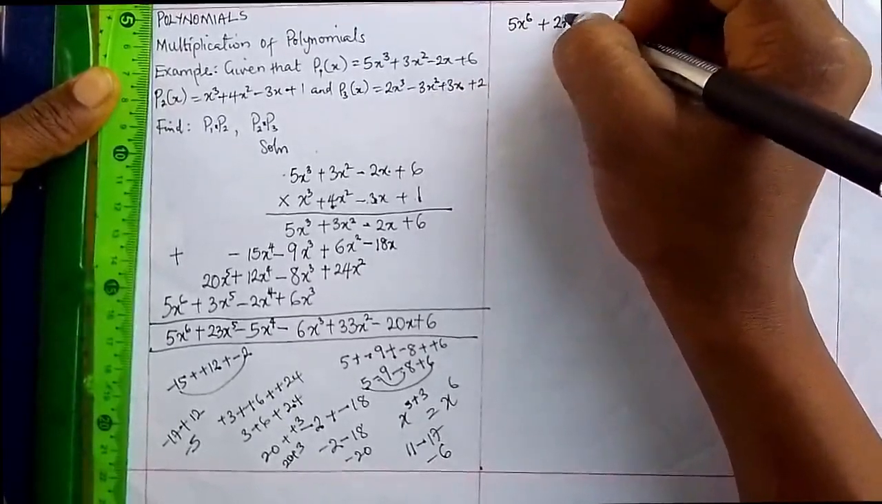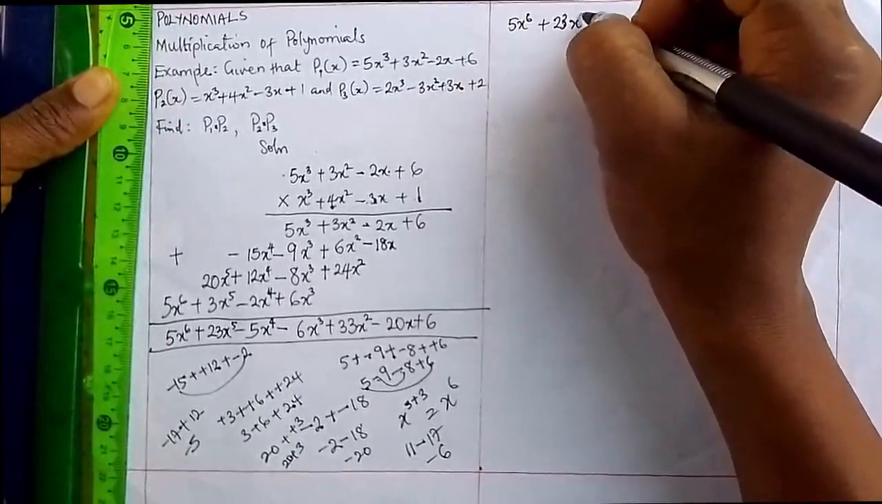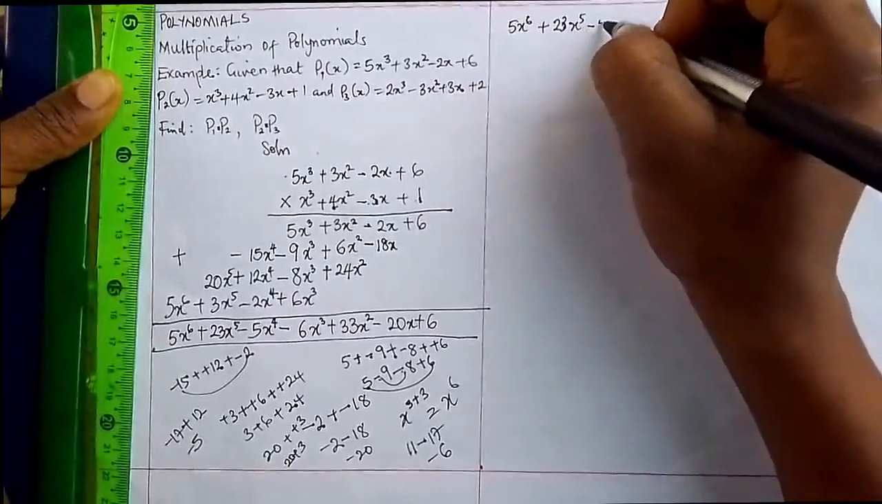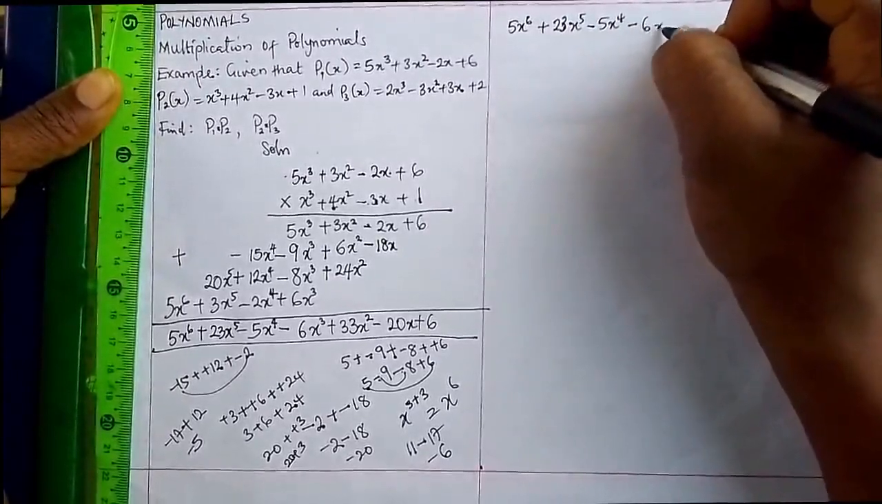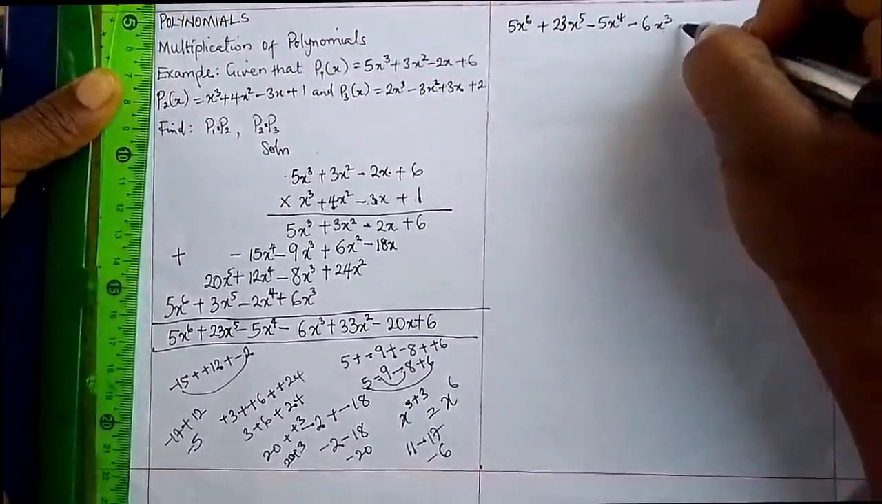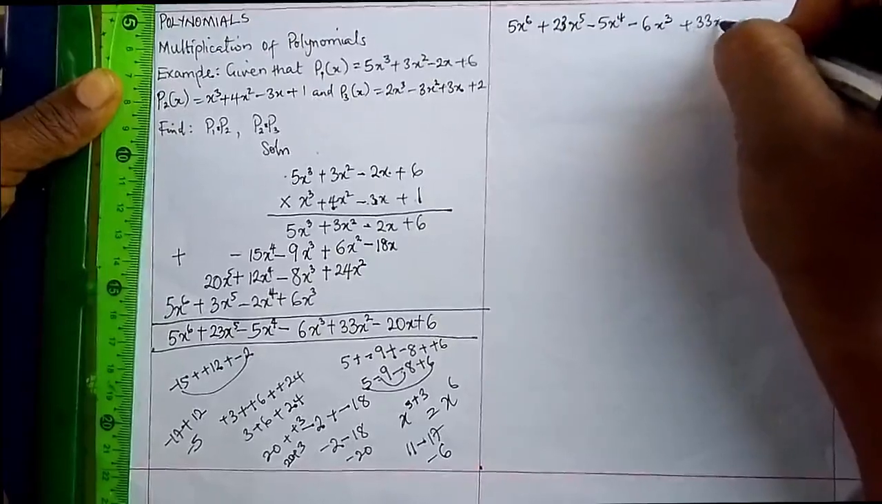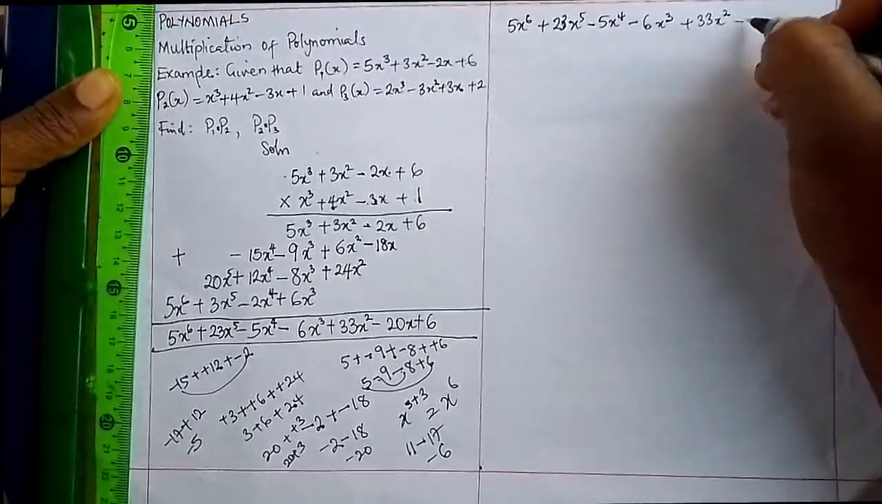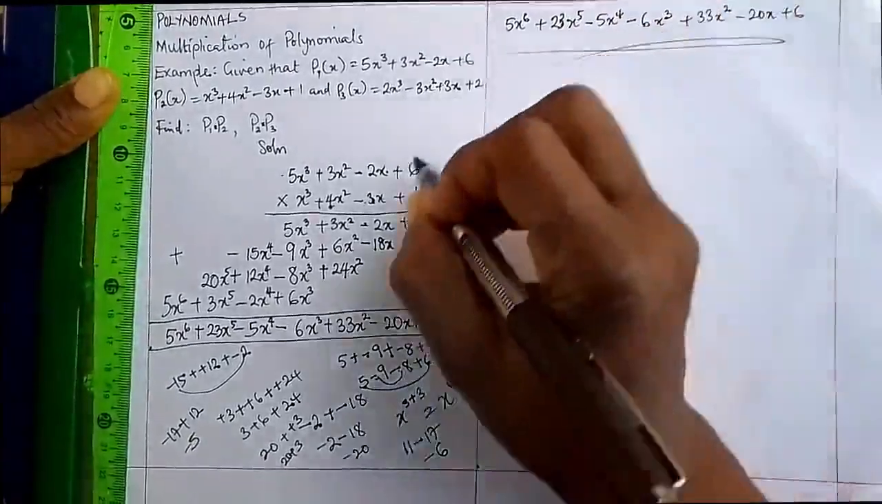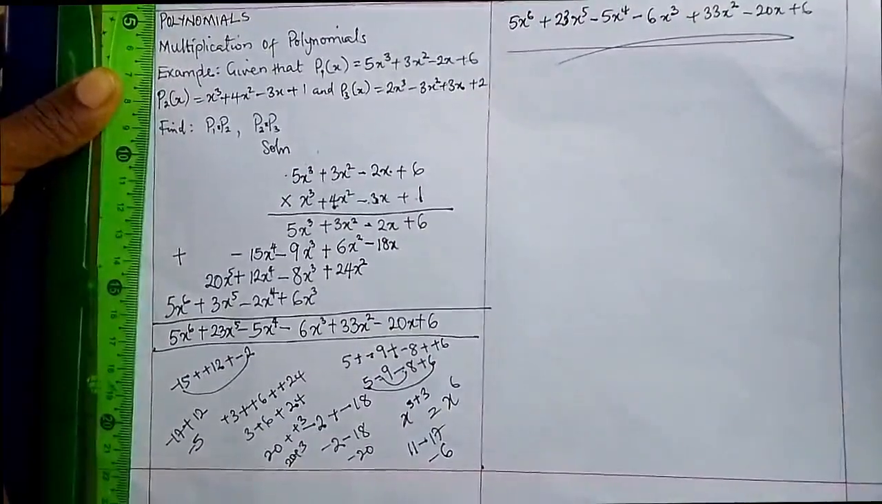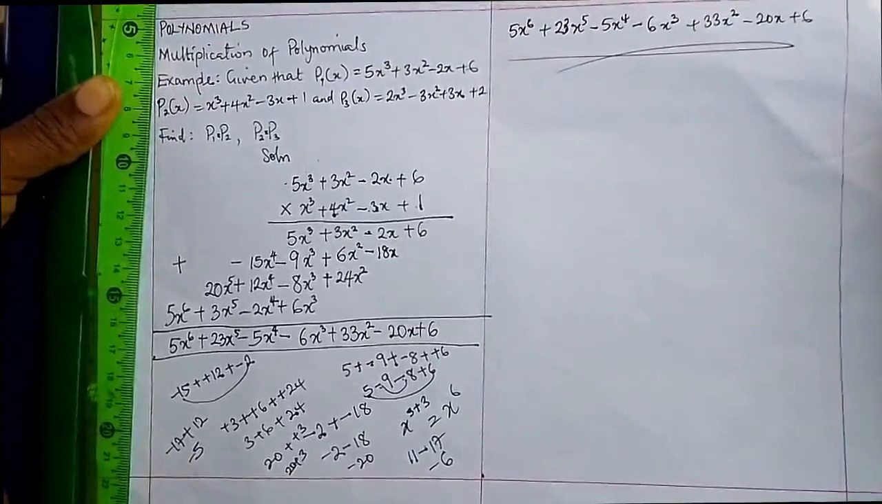23x raised to the power of 5 minus 5x raised to the power of 4 minus 6x raised to the power of 3 plus 33x raised to the power of 2 minus 20x plus 6. That's our final answer when we do our multiplication.